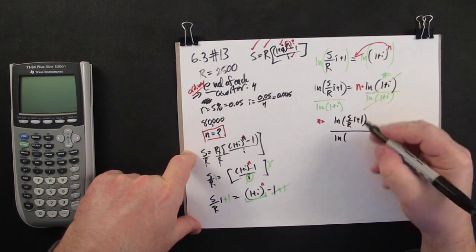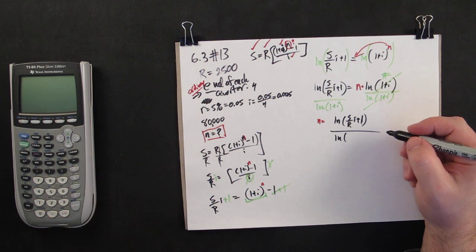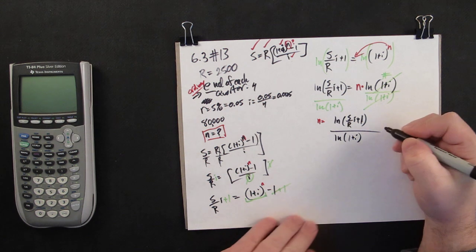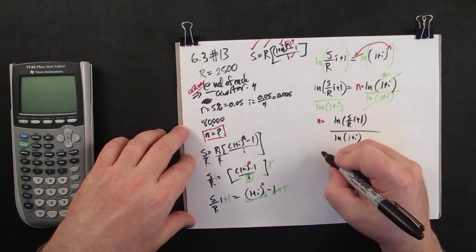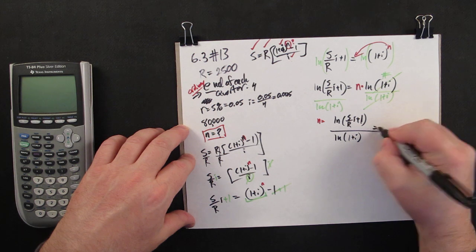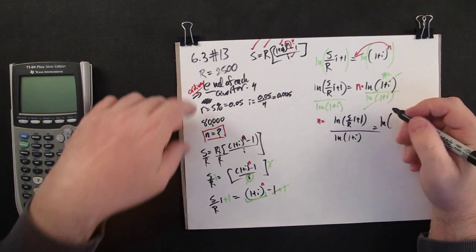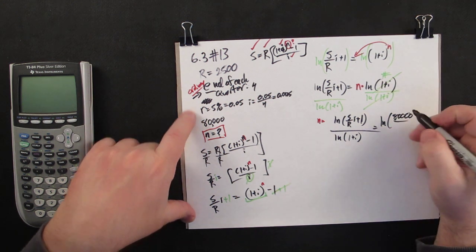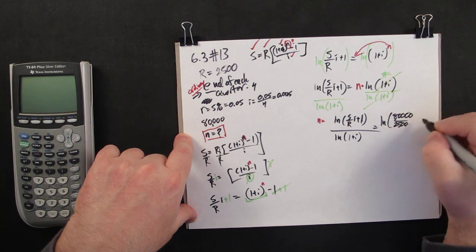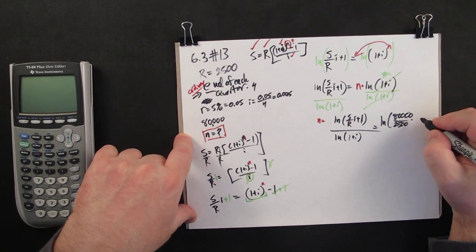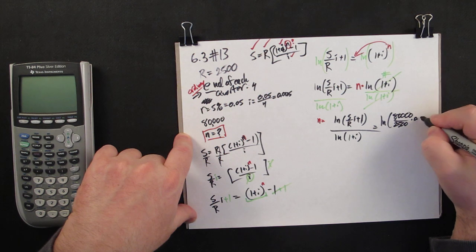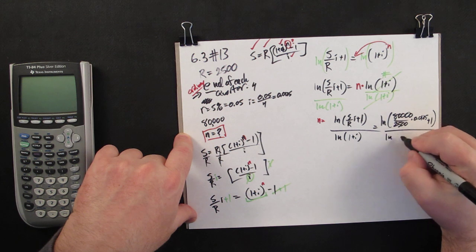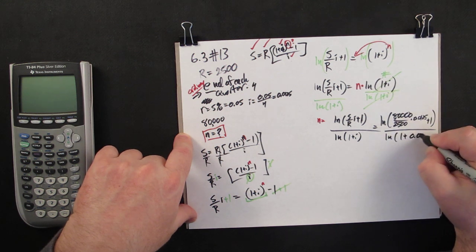You can also use logarithmic properties to perhaps simplify this. I'm not going to choose to do that right now, but that is a possibility. At this stage, I'm just going to plug in. So what we have is our future value, 80,000, divided by our payment, 2,500, times our period interest, 0.0125, plus 1, divided by natural log of 1 plus the period interest.